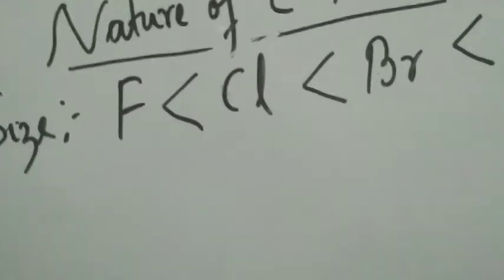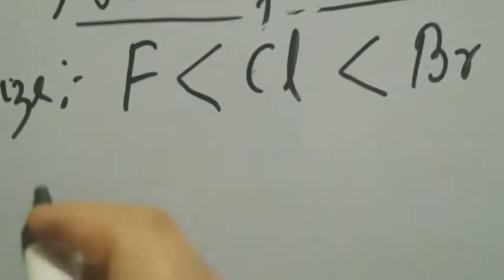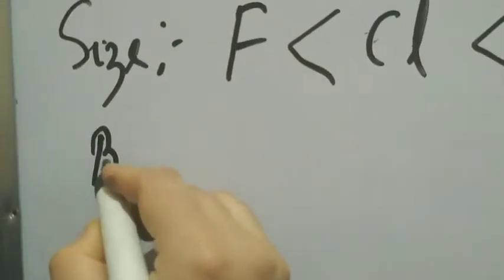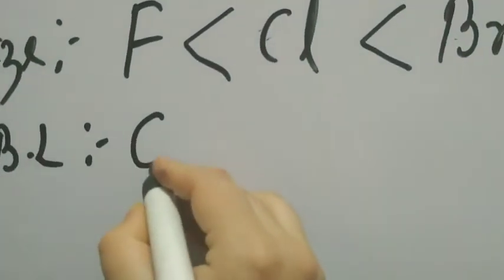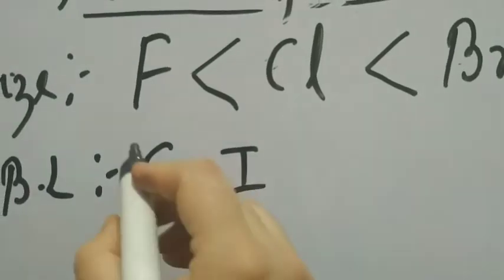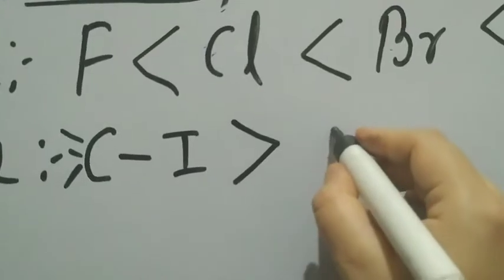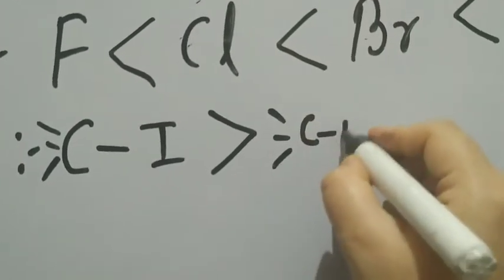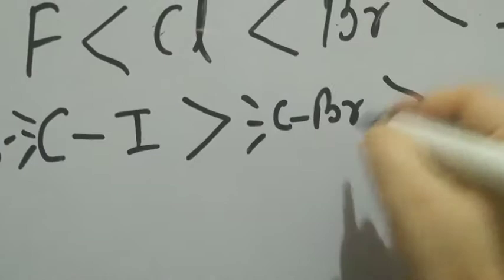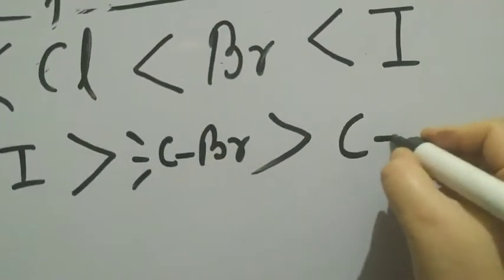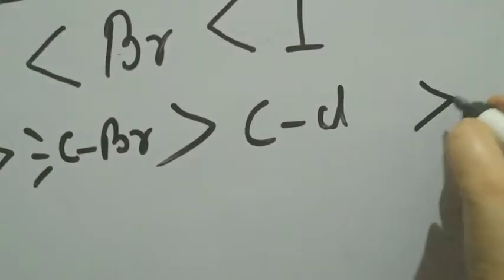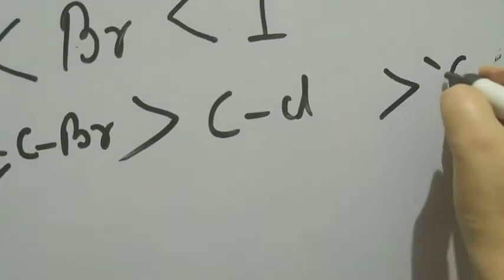Now, since this size increases from fluorine to iodine, if we see the impact first on the bond length. What will be the bond length? सबसे बड़ा bond कौन सा होगा? Carbon iodine bond with the other three valencies of carbon. This will be bigger than the carbon bromine bond, which will be bigger than the carbon chlorine bond, and which in turn will be bigger than the carbon fluorine bond.